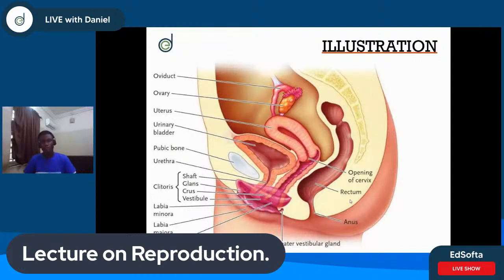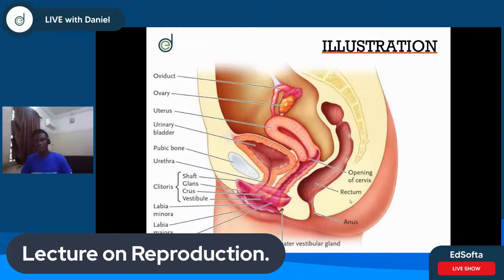Then you have the labia minora. Minora means small, and labia is skin fold. So it means small skin fold. These are questions they ask in the exam. They ask you which of the following constitutes a large skin fold? You might be given mons pubis, labia majora, labia minora, and gland clitoris. The answer is labia majora, large skin folds.